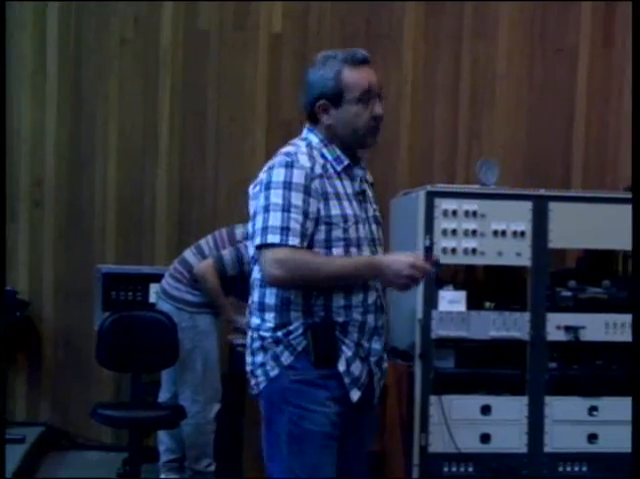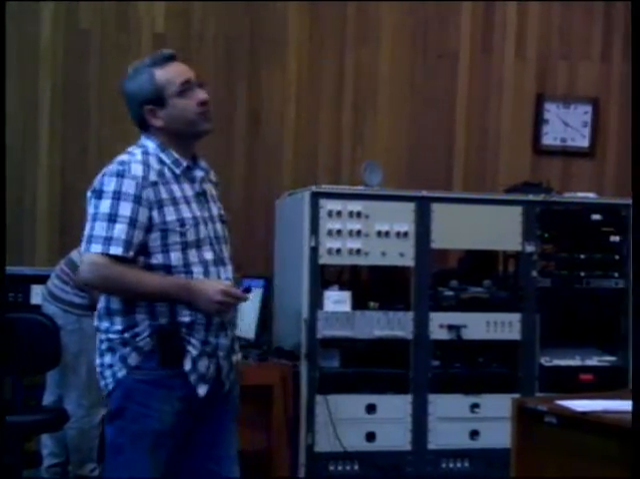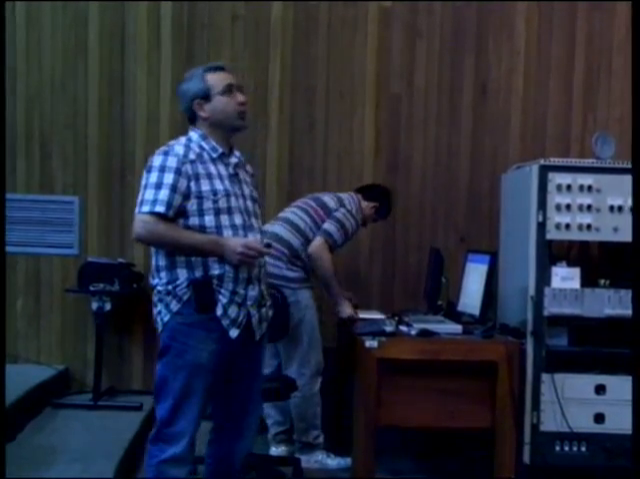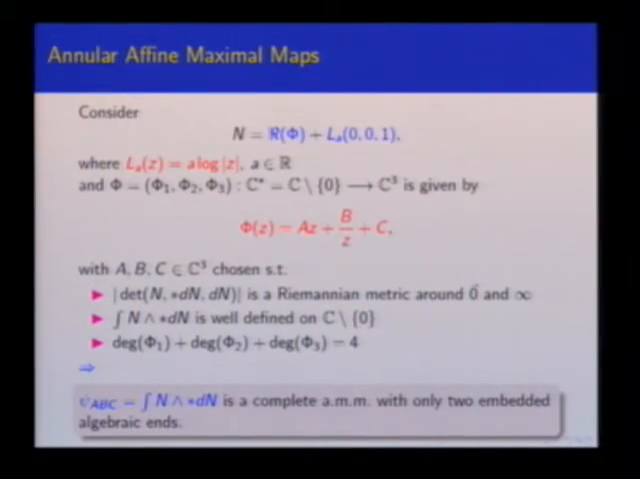In a similar way, we can describe annular affine maximal maps. In fact, if we consider a harmonic curve, the real part of this holomorphic function will define it on a punctured plane, phi(z) = a z + b/z + c, where a, b, and c are vectors in C^3. Then a, b, and c can be chosen in order for the following equation to hold.